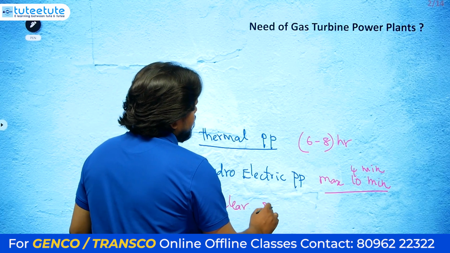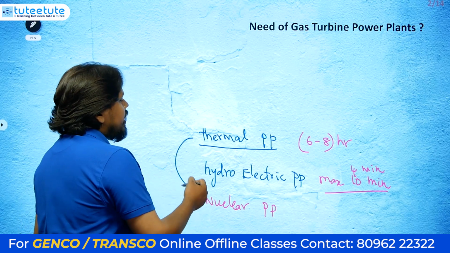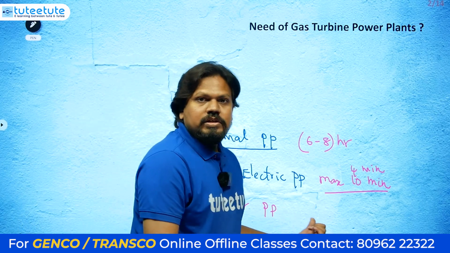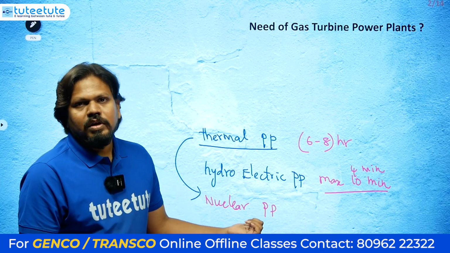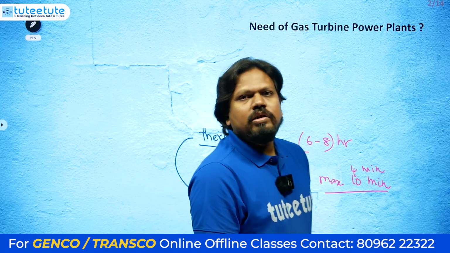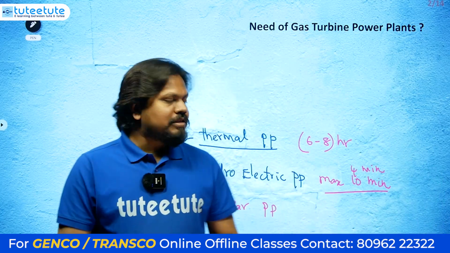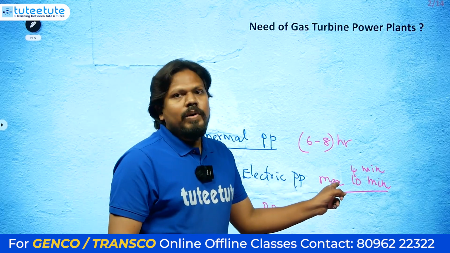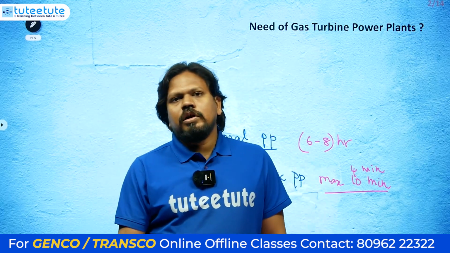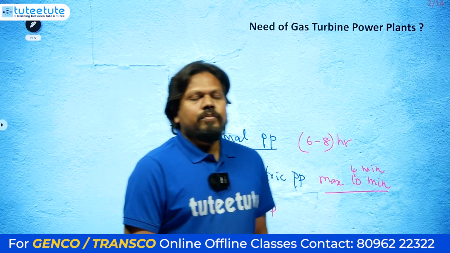Nuclear power plant. The nuclear power plant is similar to the thermal power plant, and here also the input is steam only. So here also it will take almost a similar time. So we cannot use it directly here. And there is one more problem with the hydroelectric power plant: for 10 minutes I will turn off the load, after that I will generate from the hydroelectric power plant.